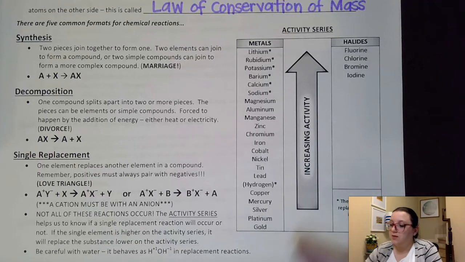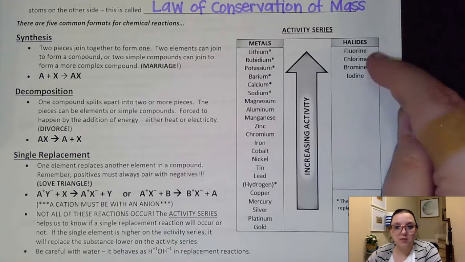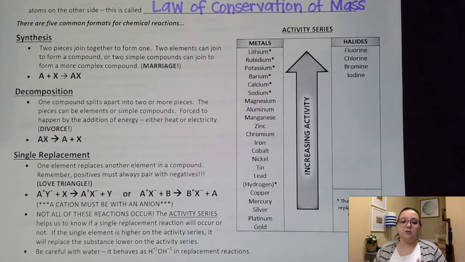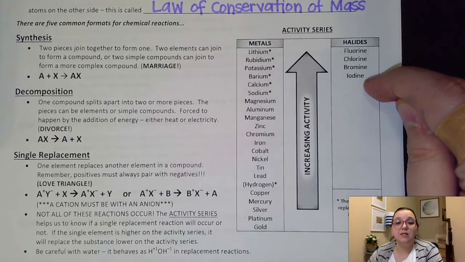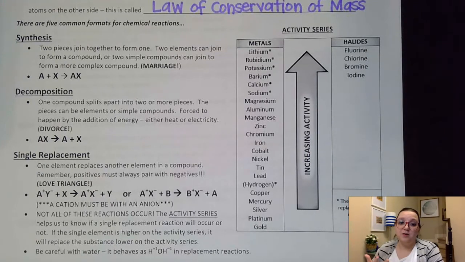We also have kind of the same situation over here for the nonmetals. So this is the activity series of the nonmetals. If you notice, it kind of works in the order of what they're listed in those halogen groups on the periodic table.